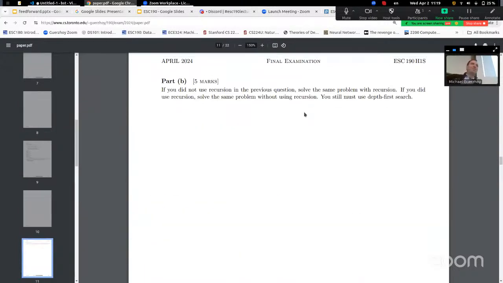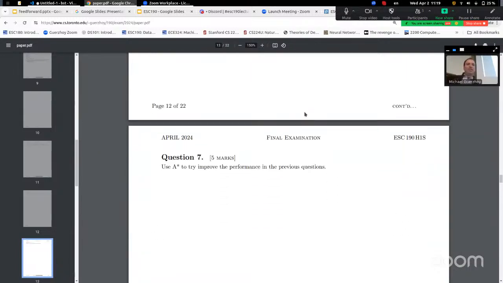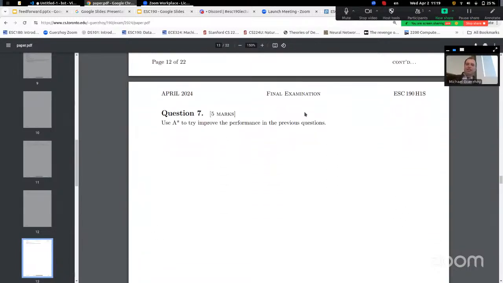Part B was, if you used recursion, now don't use recursion. That was actually pretty reasonable. And then this one, nobody got. Again, if I were to do it again, I would not put it on the exam without previously announcing that this kind of thing could happen. However, you have been notified.